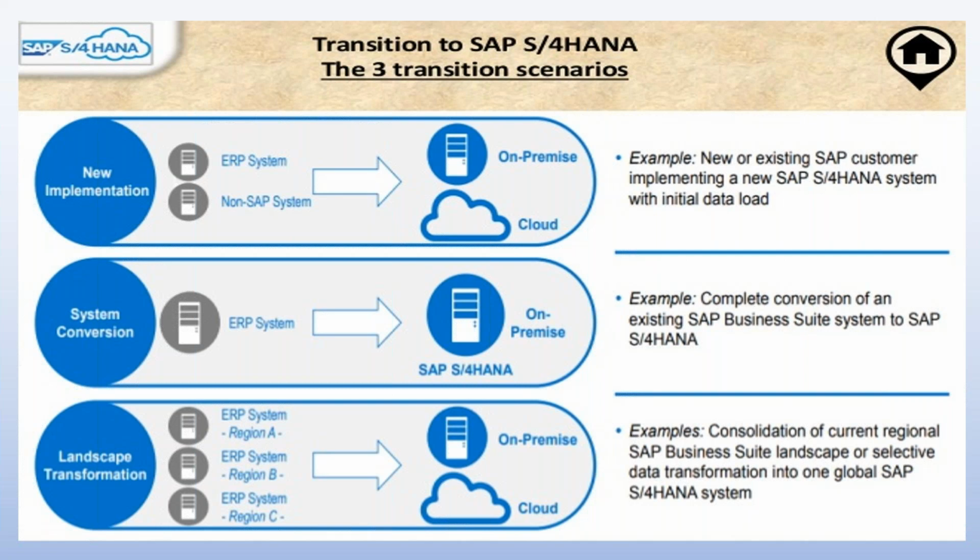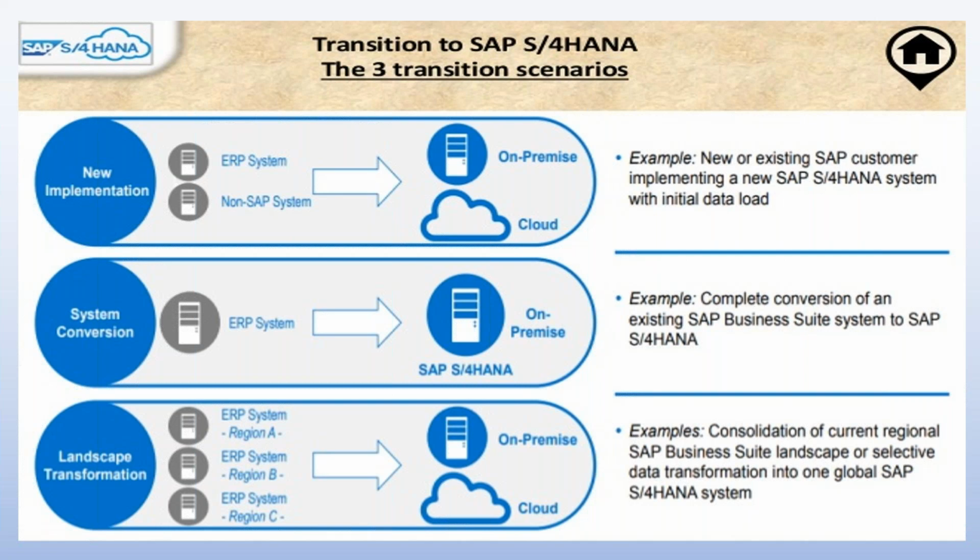Next one is landscape transformation. Suppose I was working with one of the big clients. Basically they were having 9 SAP servers. Based on the regions, they use different SAP systems. They are using SAP systems, all were ECC6, but were having multiple systems because their presence was worldwide.